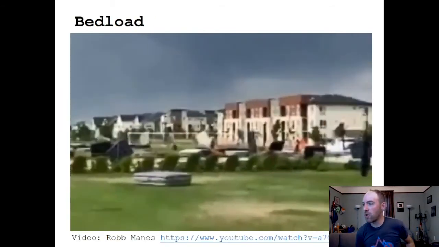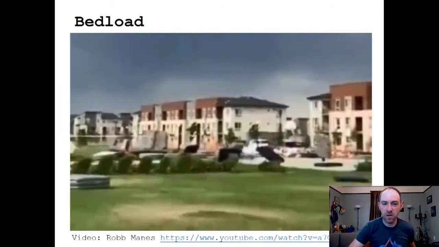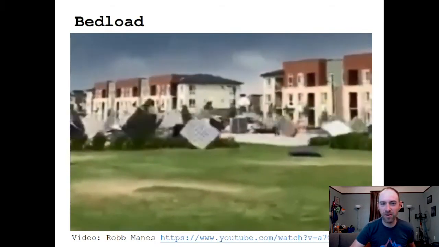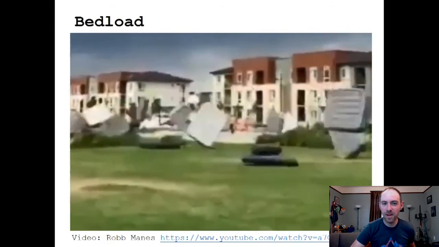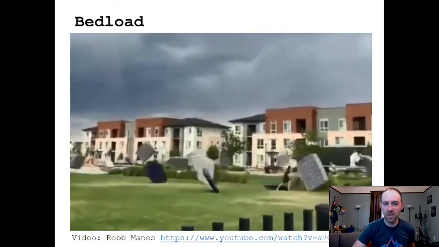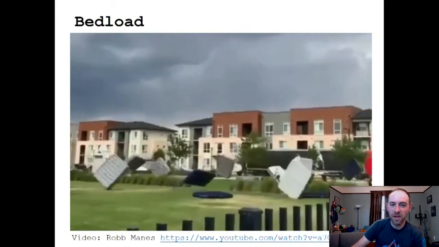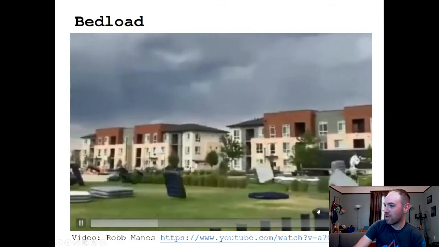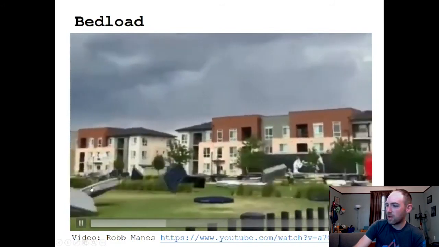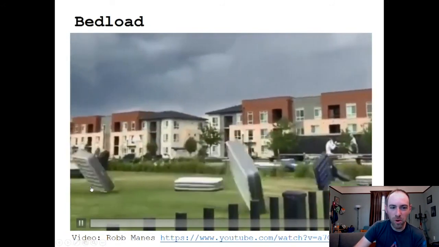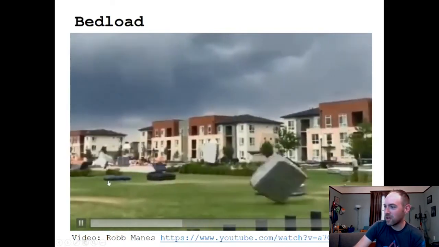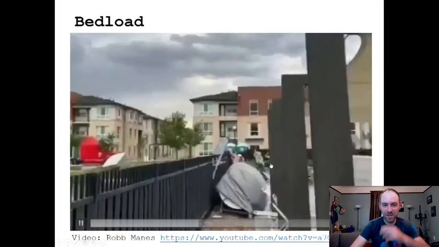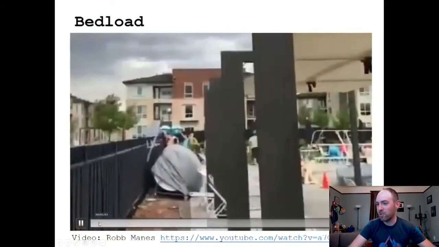So here's a video of some bed load in transport. I love this video. These are mattresses that I guess fell off of a mattress truck that tipped over in a windstorm here, and you can actually see the, I'm going to turn the music off there. You can actually see the various states of particle motion in this video really clearly. You can see that there are some that are rolling. I just love, sorry, this is the dorkiest, my favorite bedload transport video ever.